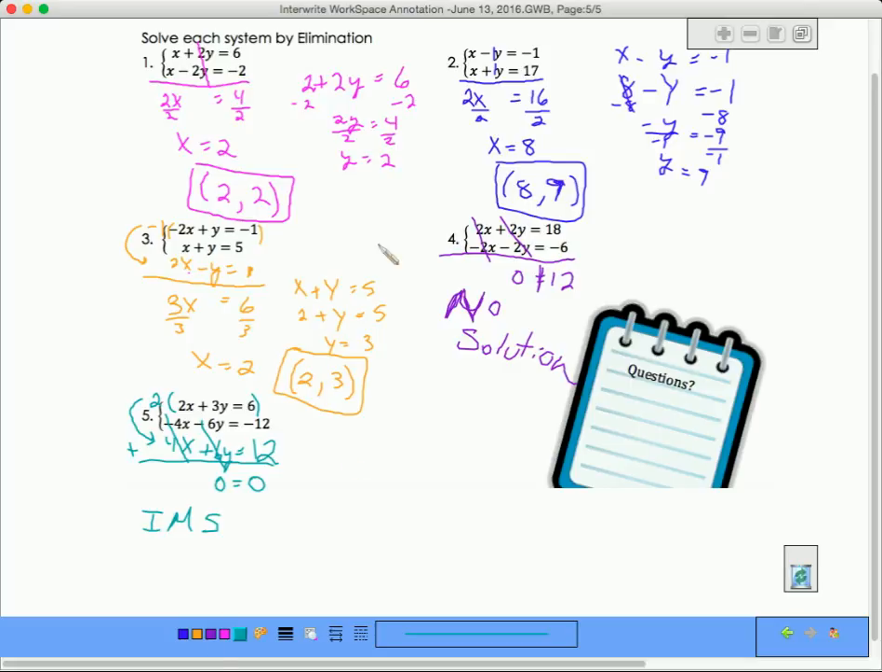Okay, so just like with substitution, if you end up with something that's not true, it's no solution. Something that is always true, it's infinitely many solutions. Otherwise, you should get one unique solution like the first 3 here.